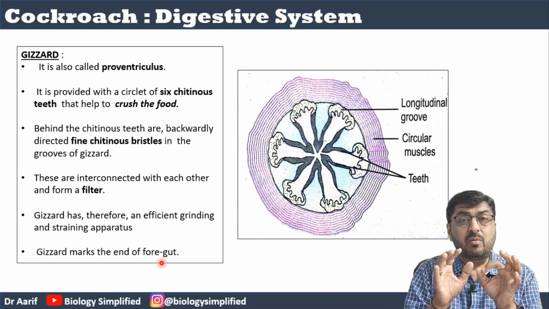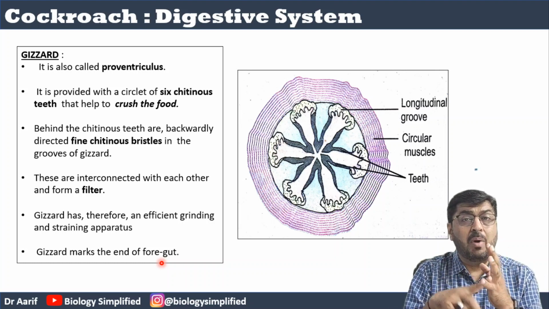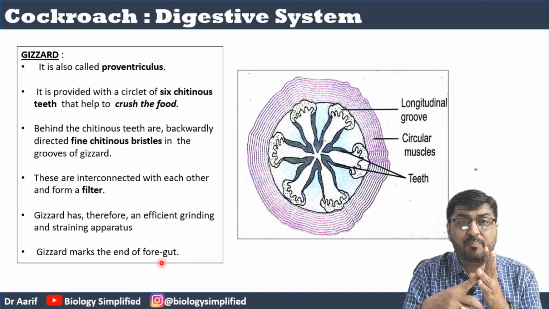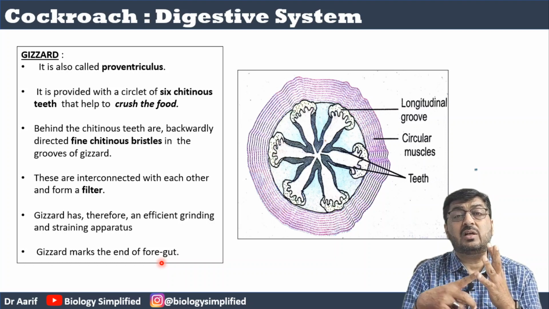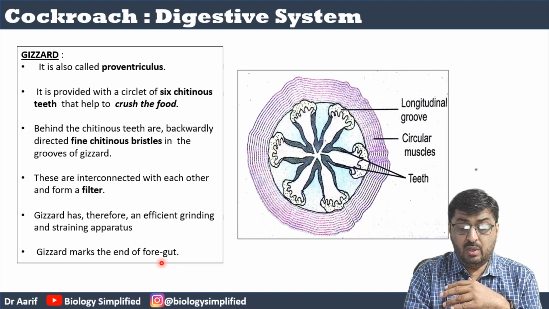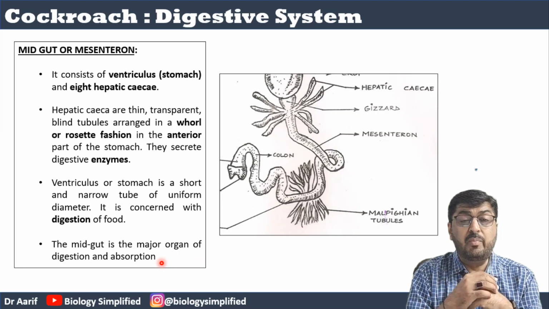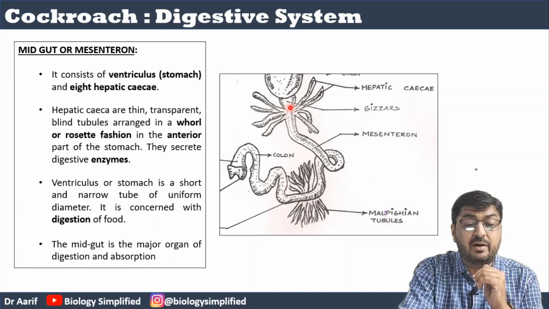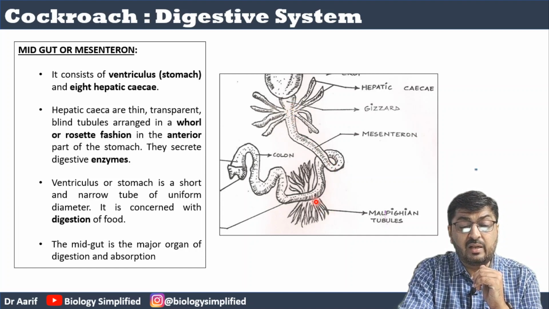So preoral cavity, mouth, pharynx, esophagus, crop, gizzard. These are the structures present in the foregut of the cockroach. Coming to the midgut, right. Now have a look at this. Can I see gizzard here? So gizzard is where foregut is ending. So this structure till the end here, यहाँ पे जहाँ पे malphizian tubules है, यहाँ तक वो midgut है, राइट.